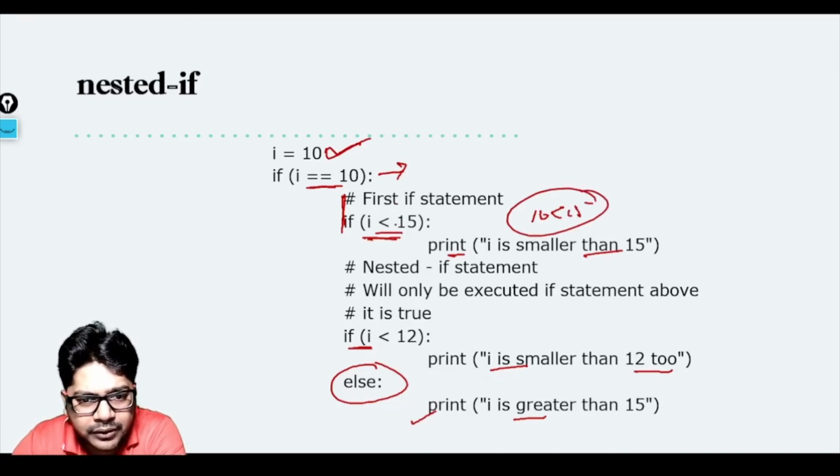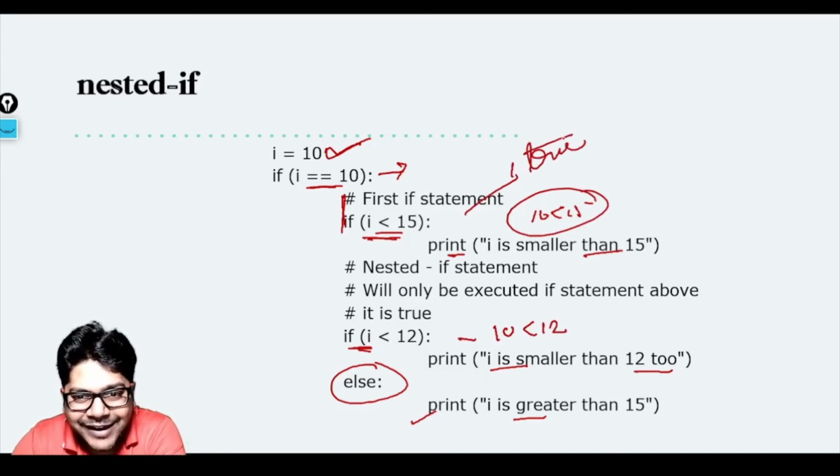No, the condition is false, so it will not go inside. It will come here. Is 10 less than 15? Yes, that is true, right? 10 is less than 15. So it will print "I is smaller than 15". So we'll get "I is smaller than 15".